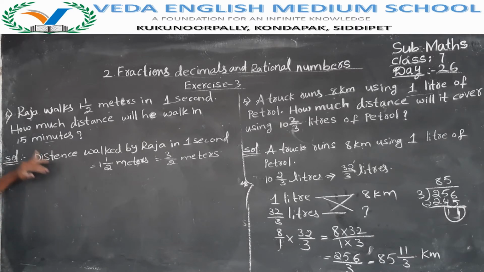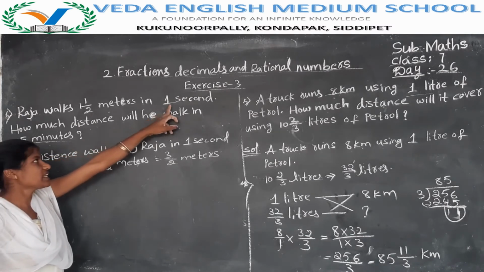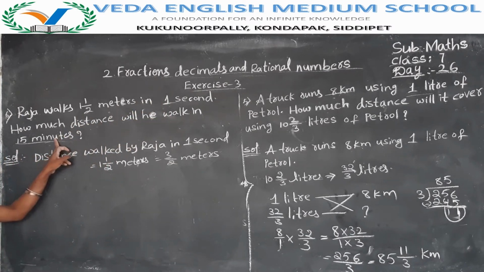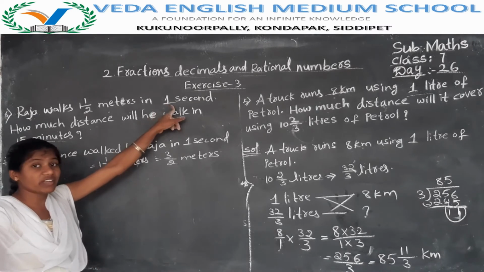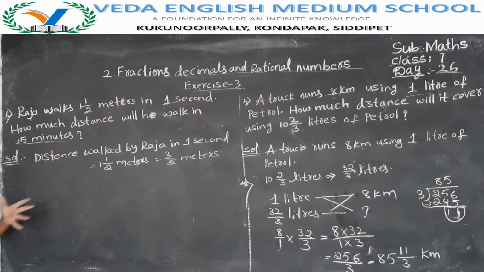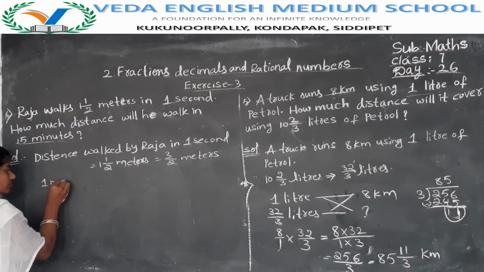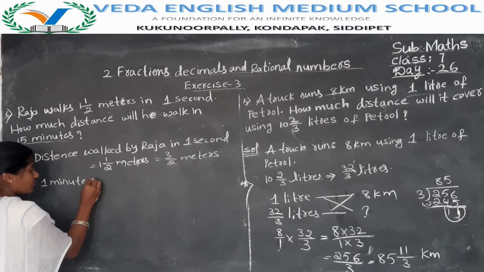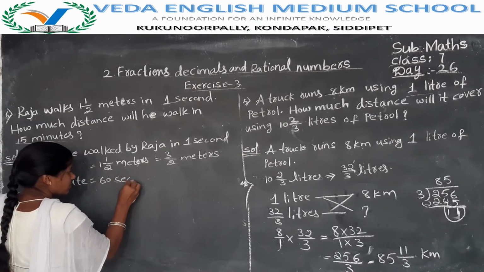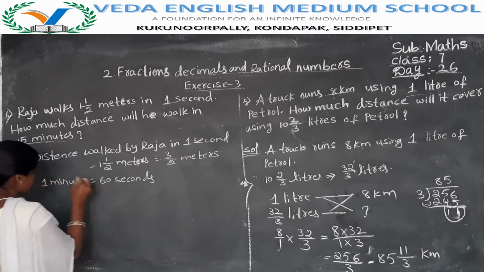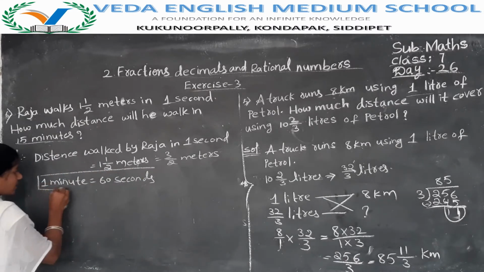Before going to find the 15 minutes, now it is in seconds. First he said in seconds, now afterwards he is asking in minutes. Now seconds and minutes together is difficult. Either it should be minutes to minutes, or seconds to seconds. But here, first one they have given in seconds, second they are asking in minutes. So we can convert minutes into seconds. 1 minute is equal to 60 seconds. So what about 15 minutes?